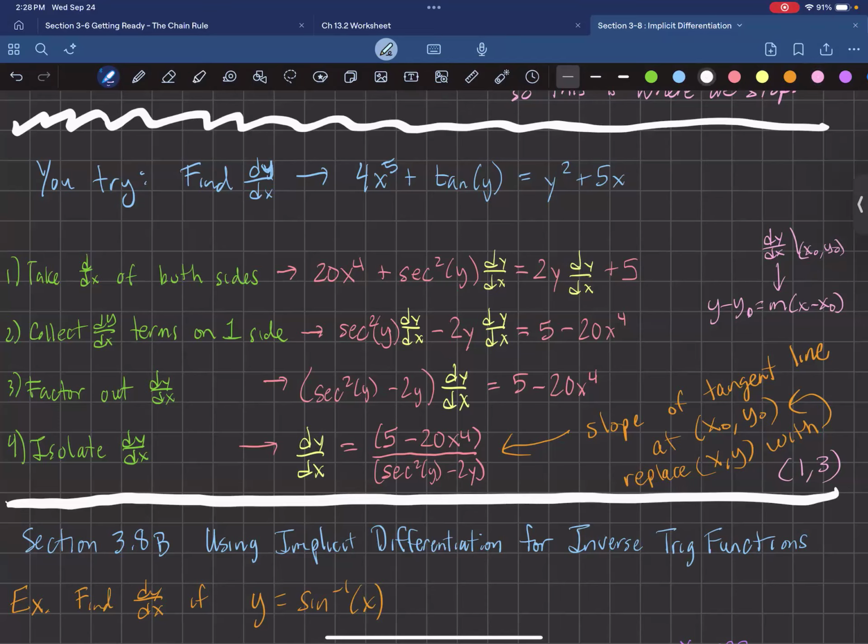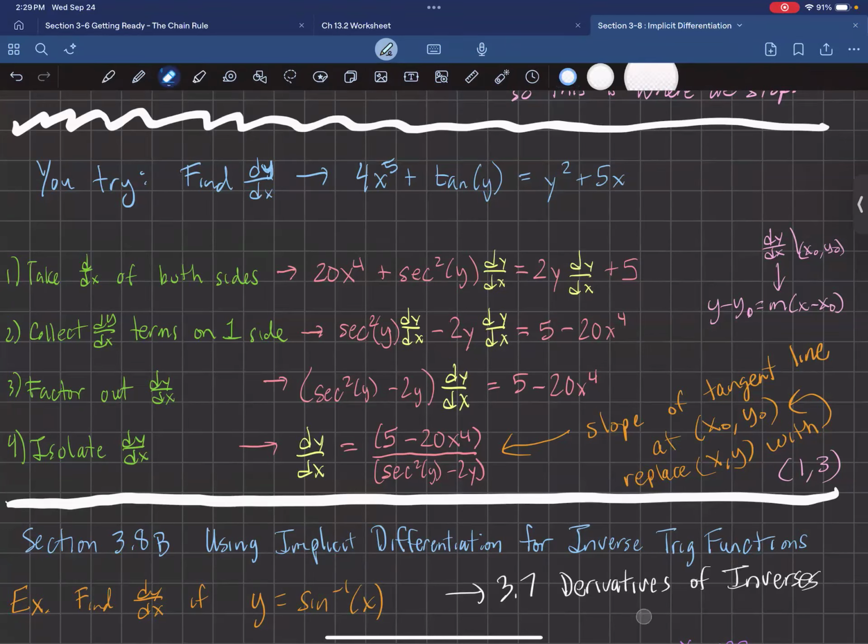They do this in 3.7. 3.7 has derivatives of inverses. It is very confusing. It is terrible. If you read it, don't ask me questions about it. I don't use it, and none of the teachers here really use it. It's a terrible section. The only time we're really taking derivatives of inverse functions is on inverse trig functions, and there's a better way.